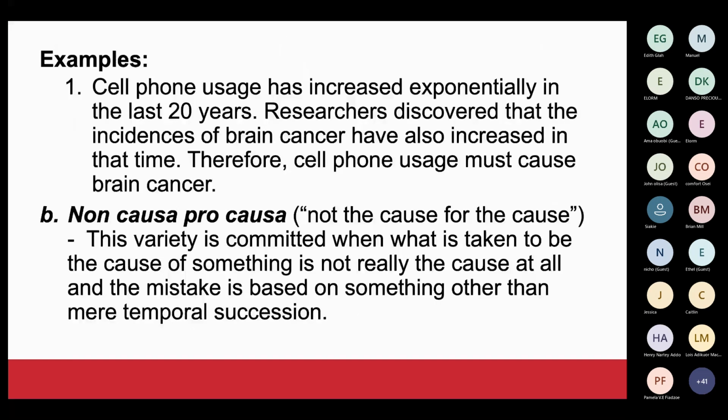Cell phone usage has increased exponentially in the last 20 years. Researchers discovered that the incidence of brain cancer has also increased in that time. Therefore, cell phone usage must cause brain cancer. So you see, this is a post hoc, because you are correlating the increase in brain cancer with the increase in phone usage. Okay, and this is scientific research, so it's a fallacious one. You can't say that on the basis of that, phone usage must be the cause of brain cancer.